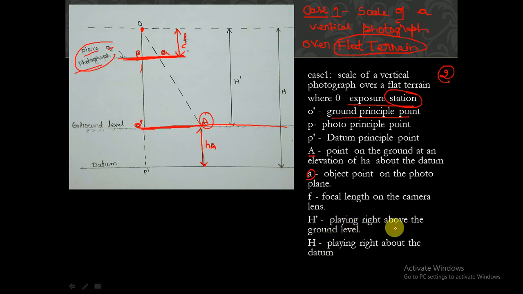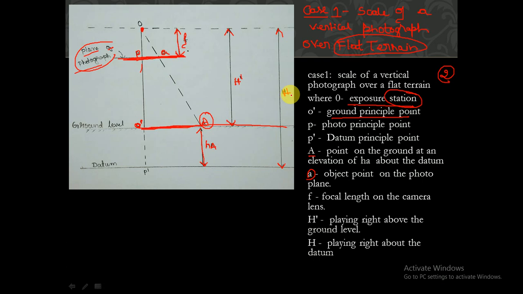H dash is the plane's height right above the ground level. This is the ground level, and this is what you call the flying height, right? So this is the plane right above the ground level, which can be taken as H dash. H is the plane's height above the datum. From datum to here, this is H. All the abbreviations are given here.